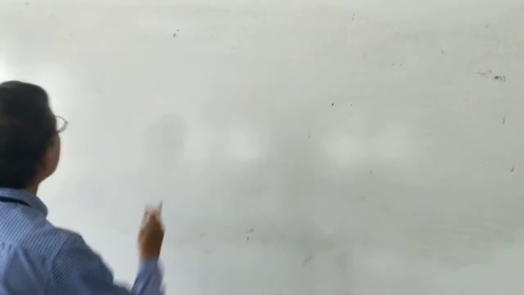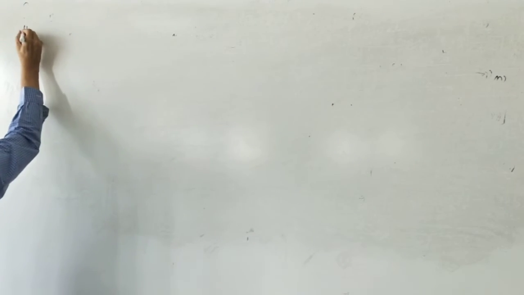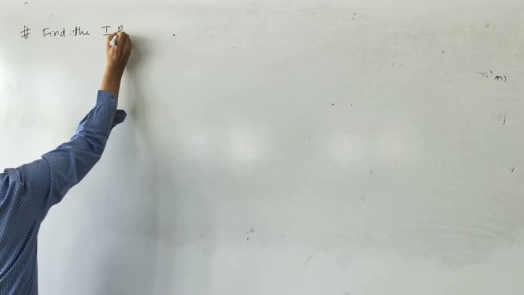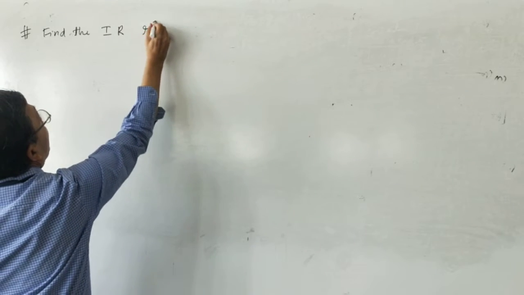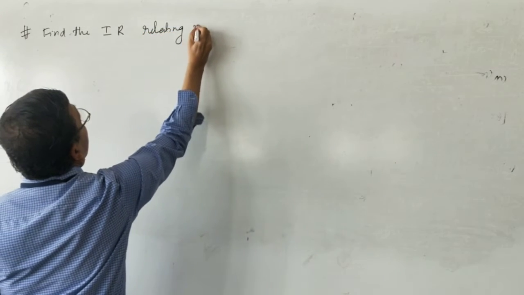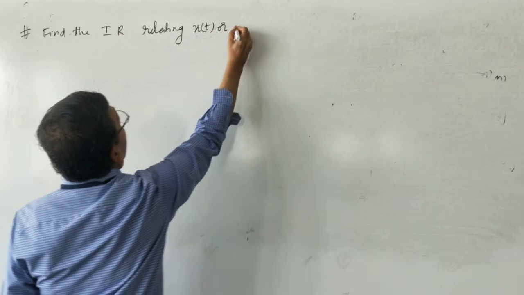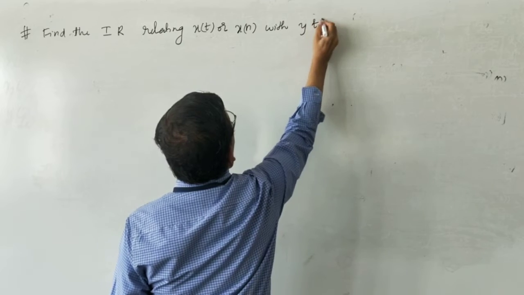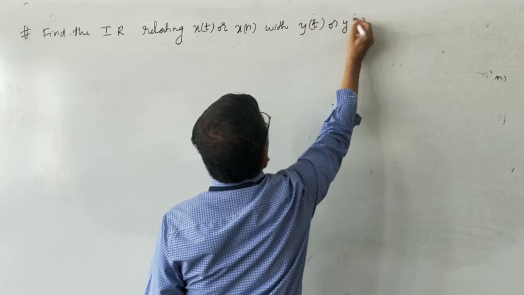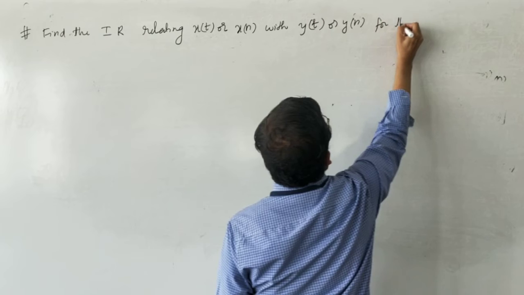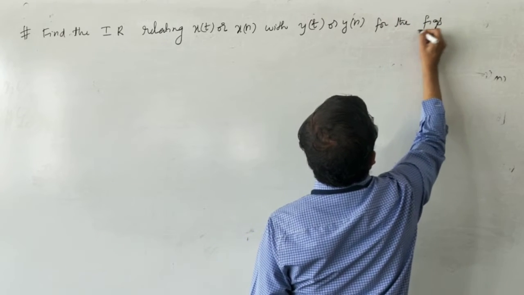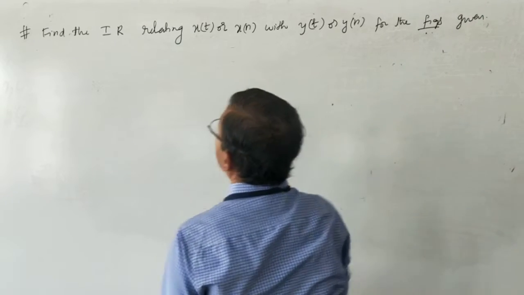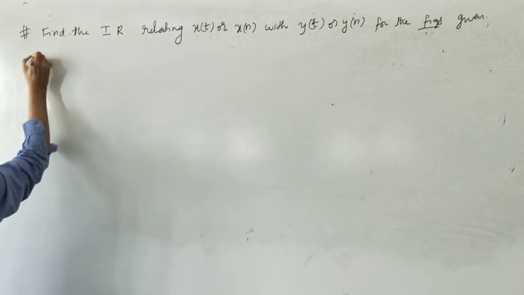Problem is, find the impulse response, IR means impulse response, relating X of T or X of N with Y of T or Y of N for the figures given. This is the statement. This is first problem.